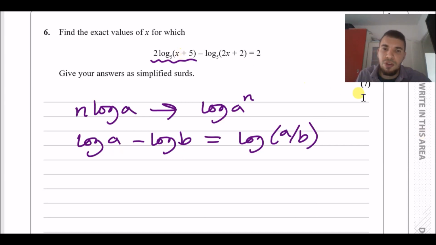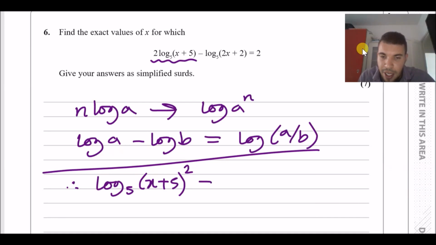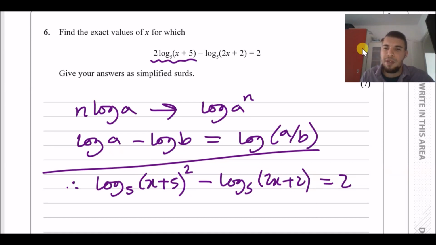Now let's apply these rules to the question, yeah? So in this case, we've got 2 times the log, so this becomes a power. So let's put a line here. This means from the question, we have log, don't worry about the base 5 for a second. So log base 5, x plus 5, the 2 becomes a power here. Then we put minus log base 5 2x plus 2 equals 2. So just copy the rest. Now, using the subtraction law, if you subtract, you end up dividing the terms in the log.